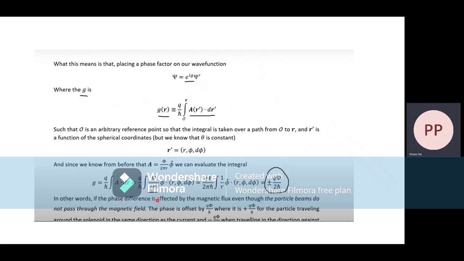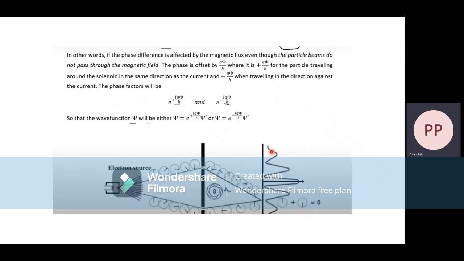So in other words, the phase difference is affected by the magnetic flux, even though the particle beams do not pass through the magnetic field. The phase is offset by this amount, q phi by h cut, where it is plus q phi by h cut for the particle traveling around the solenoid in the same direction as the current, and minus q phi by h cut when traveling against the current. So the phase factor will be e to the power plus i q phi by h cut and e to the power minus i q phi by h cut. Then the wave functions will be like this.